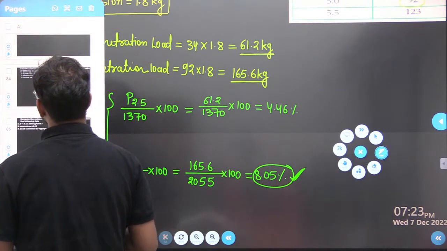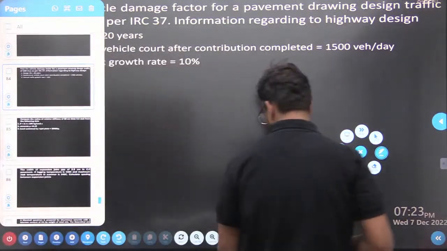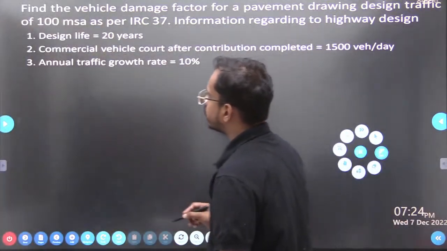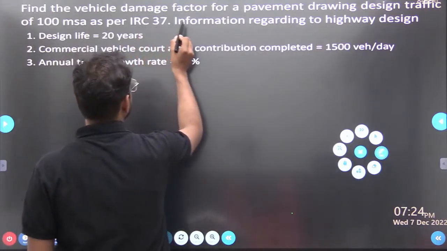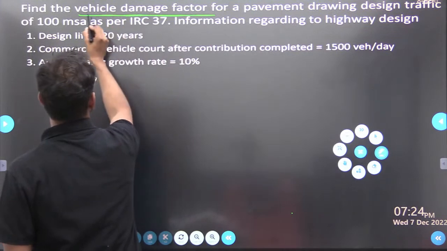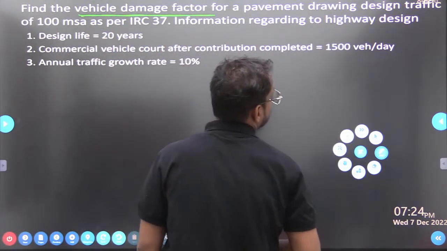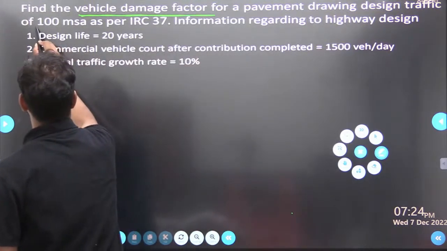So the question is like this. Now see, the problem is very important. Find the vehicle damage factor for a pavement design for traffic of 100 million standard axle.